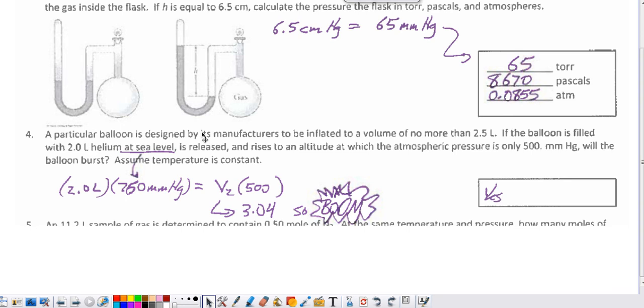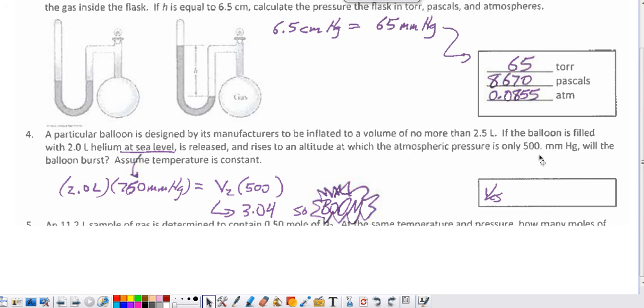A particular balloon is designed by a manufacturer to be inflated to no more than 2.5 liters, meaning after that it bursts. We're given a volume, and this threw some people off. It's at sea level. At sea level, the air pressure should be 760 millimeters of mercury, or at least that's what they're implying, because standard pressure at sea level is a perfect day. They didn't actually come out and state that, which kind of irritated me. The balloon is released. Animals get poisoned by the remains, but anyway, let's not talk about that.